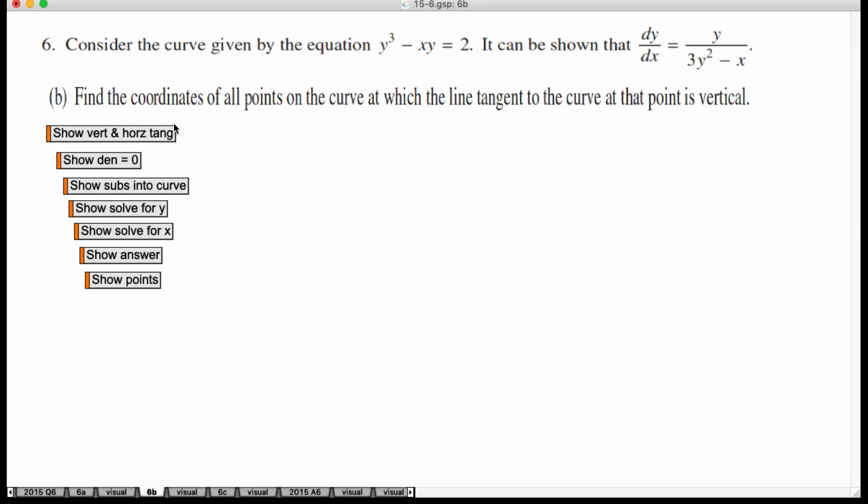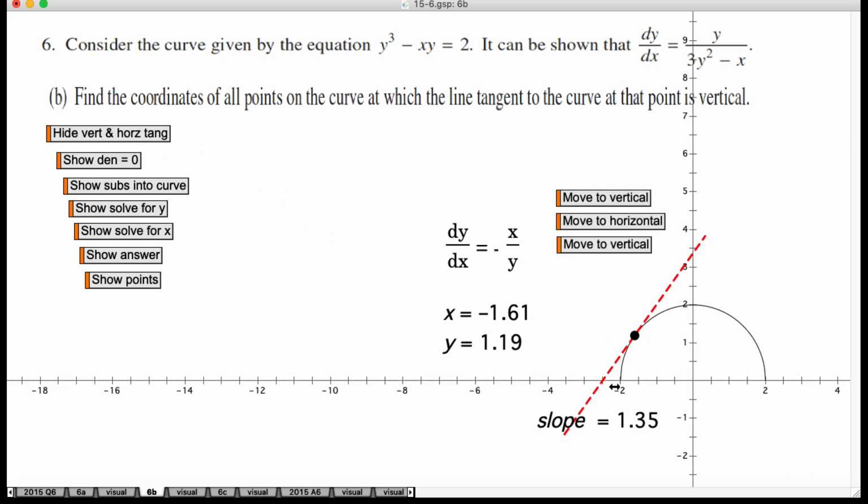He says, find the coordinates of all points on the curve at which the line tangent to the curve at that point is vertical. What I'm doing here is I just sketched another function. It's just a semicircle. And for ease, because it's very easy to see where there is a vertical tangent or where there's a horizontal tangent. It has nothing to do with this function here, but it just gives an idea about vertical tangents and horizontal tangents.